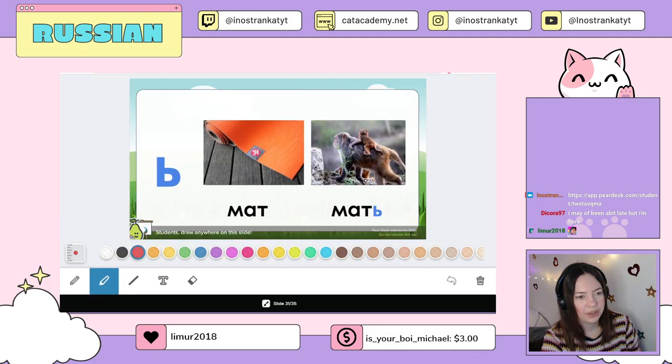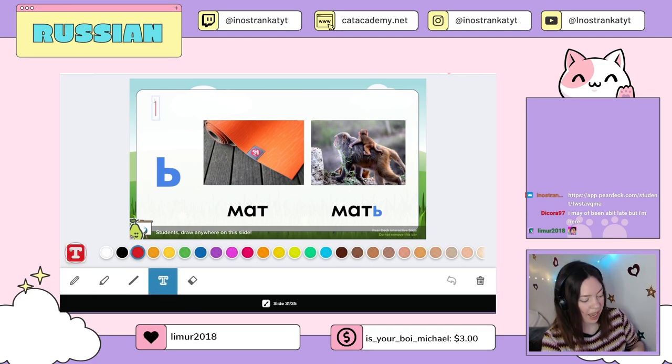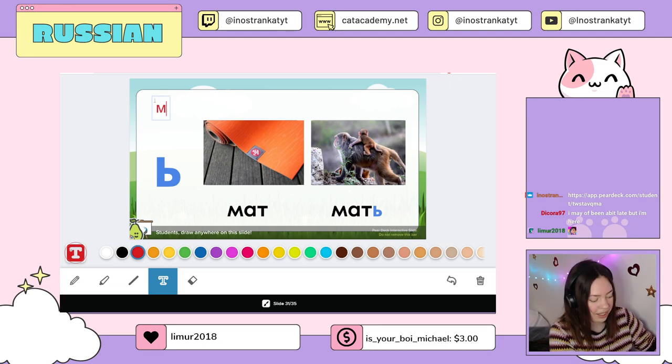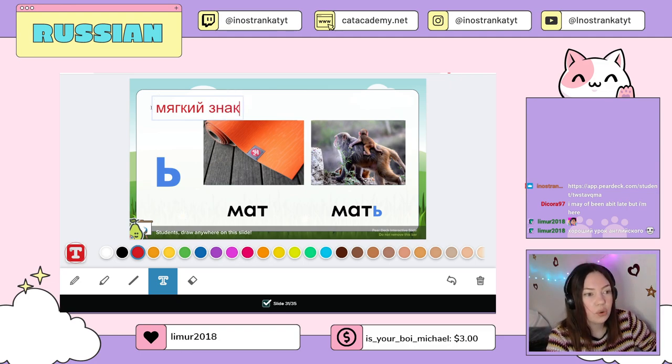Okay, so the next буква is a special буква that has no sound, but it has an official name, that is мягкий знак. That means a soft sign.